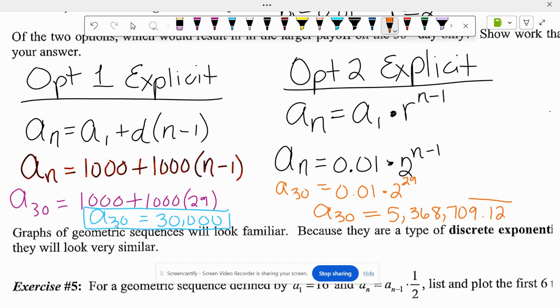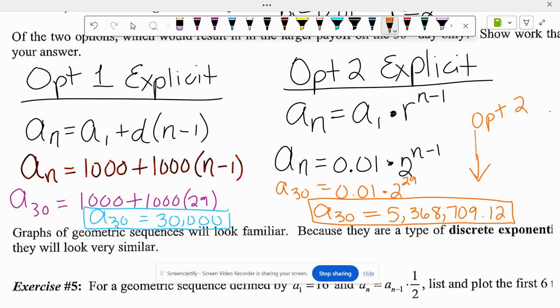5,368,709.12. Doesn't sound like very much getting 1 penny a day and having it double, but which one would give you the better payout? Yeah. Option 2 is the one that you're choosing, right? Yeah, you would absolutely choose option 2. It's the better payout. Okay.